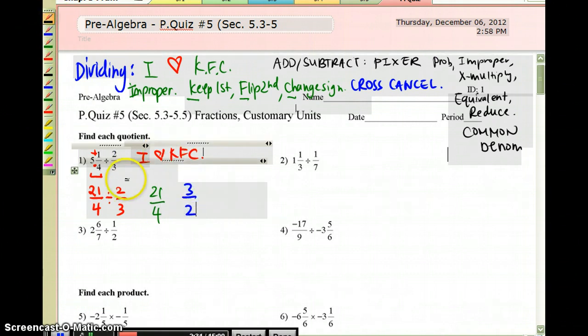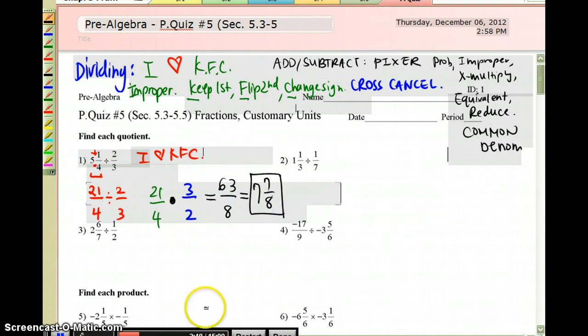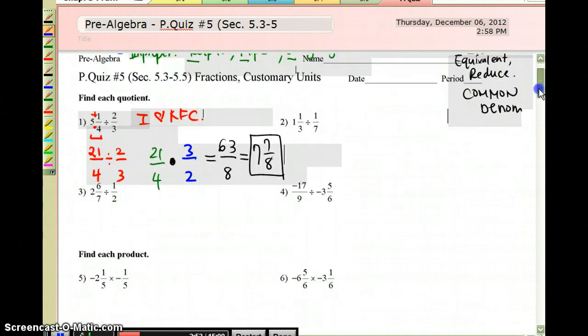And then I change the division to multiplication. Now I can multiply across. When I multiply, I don't have anything to cancel, so I'm not going to do any canceling. I'm going to get 63 over 8. And when I simplify that, I get 7 and 7/8. Number 3, I'm going to skip, and you can do those questions yourself.